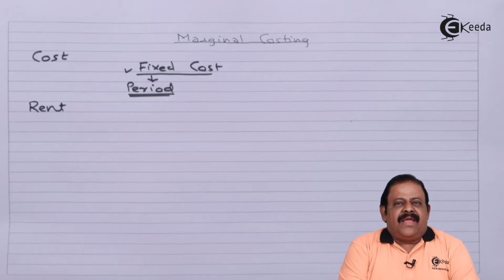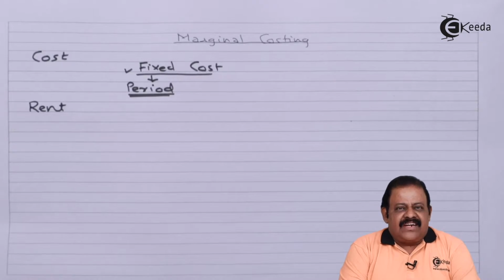Now when we are paying the amount of rent, it is not associated with the output. If we produce 100 shirts, we are required to pay the same rent as if we produce 200 shirts. If there is zero production, still we are required to pay rent to the landlord. That is called what? Fixed cost.